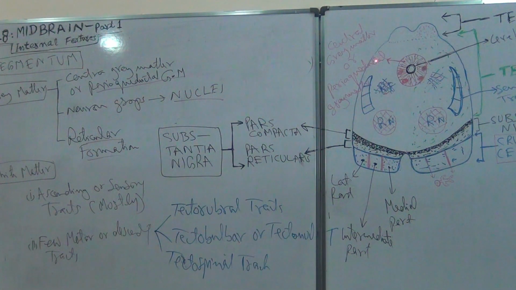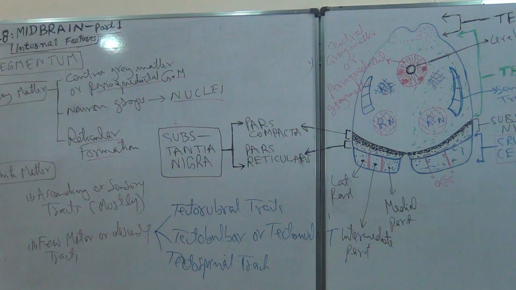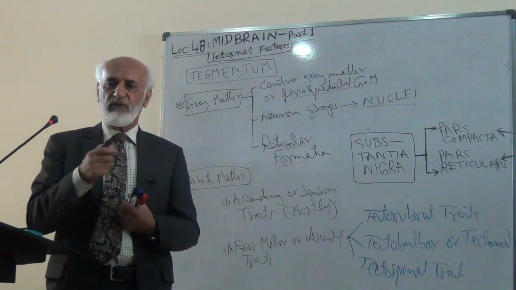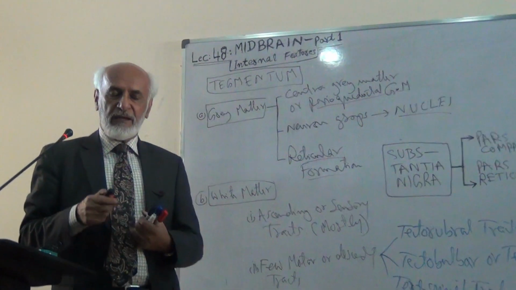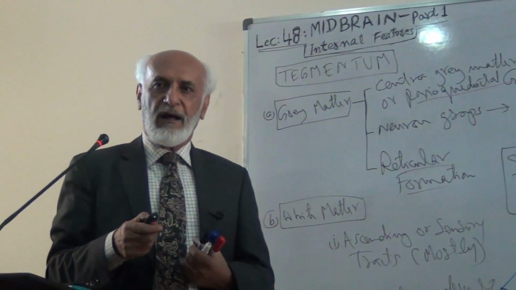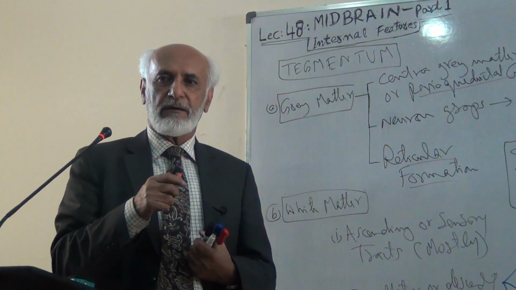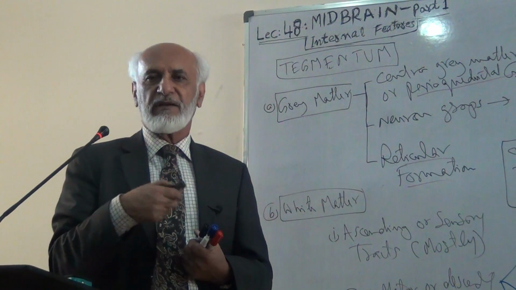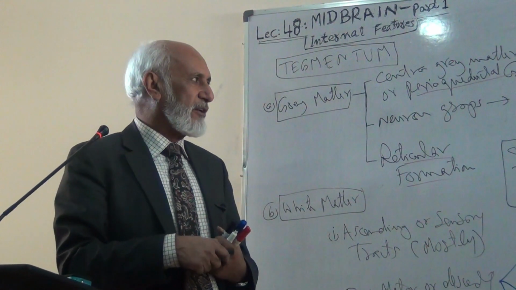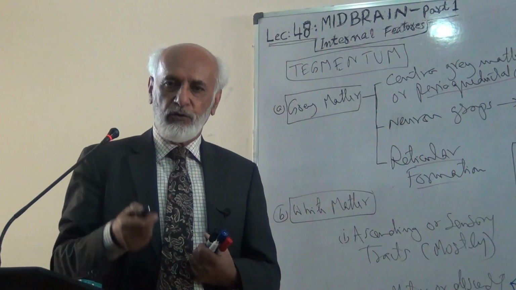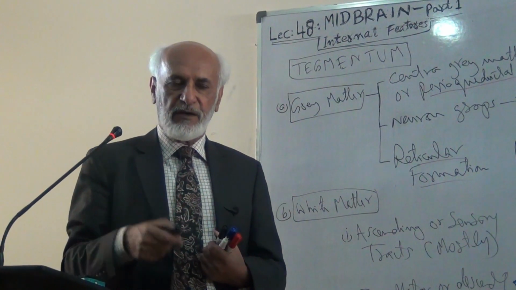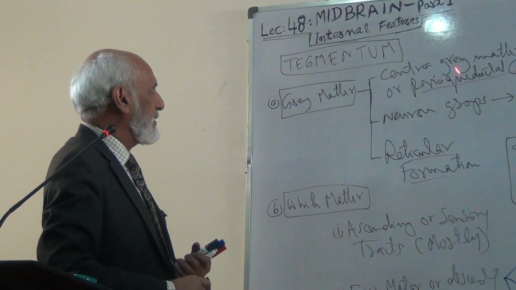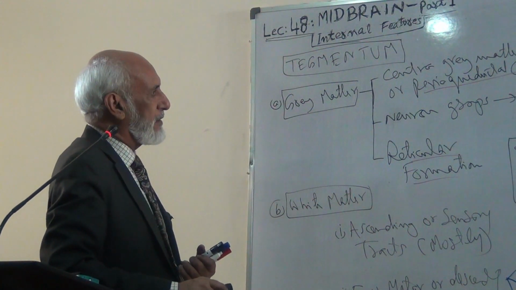Now the structure of the tegmentum of the midbrain varies in the upper half of the midbrain and the lower. That we will discuss later on in detail. We will discuss the internal structure of the upper half of the midbrain, that is at the level of superior colliculus, and the internal structure of the midbrain in the lower half, that is at the level of inferior colliculus. So differences we will discuss later on. So this was about the tegmentum of the midbrain.